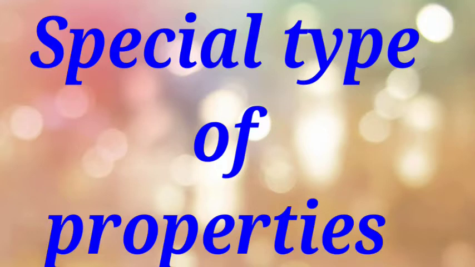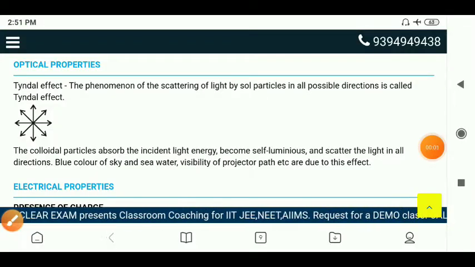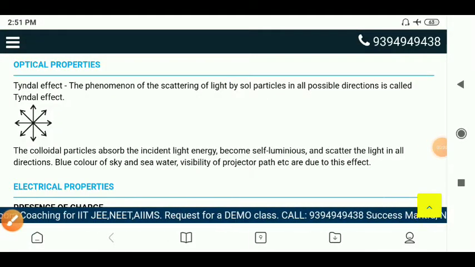The first one, optical property. The second one, electrical property. The third one, kinetic property. The fourth one, coagulation or precipitation or flocculation. Now see one by one how each affects the colloidal solution. Based on the property, we will see what properties are shown by colloidal particles. Now we'll see the special properties of colloidal solution one by one.